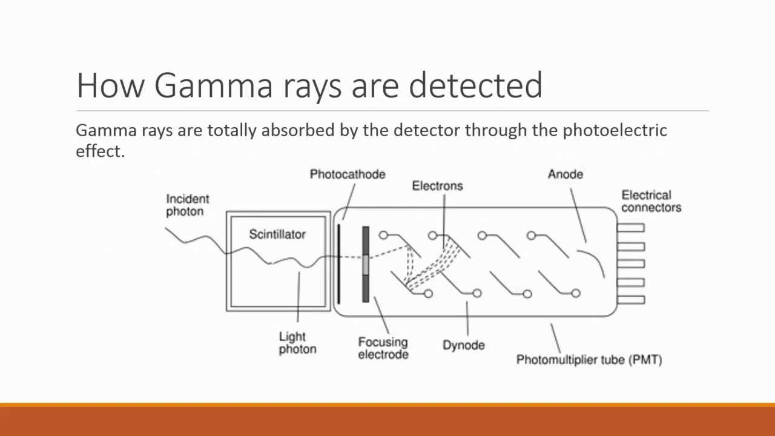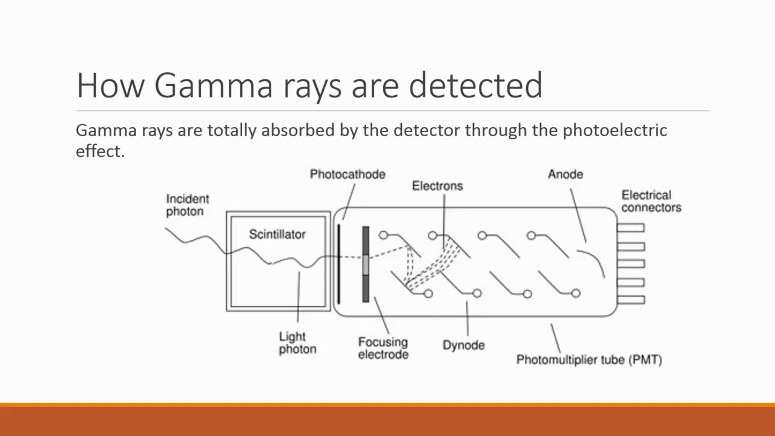How are gamma rays detected? Gamma rays are absorbed through the photoelectric effect. Photons, in this case gamma rays, travel into the scintillator and hit the scintillation crystal. The photoelectric effect then occurs. Since gamma rays have momentum, when they hit the scintillation crystal, they can knock electrons off the surface of the scintillation crystal, giving off photoelectrons, which are seen as small flashes of light by the photocathode.